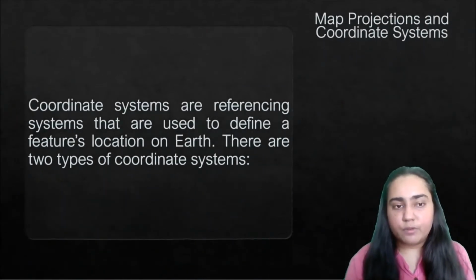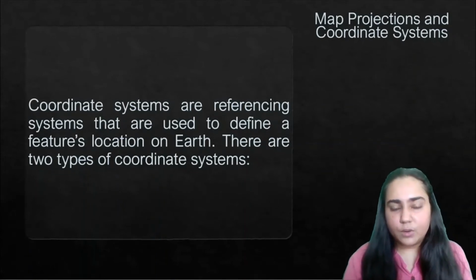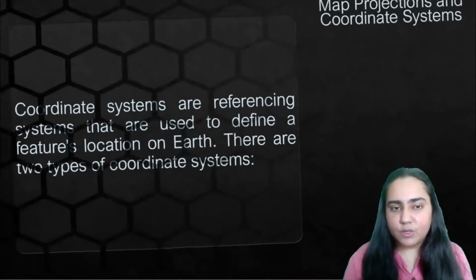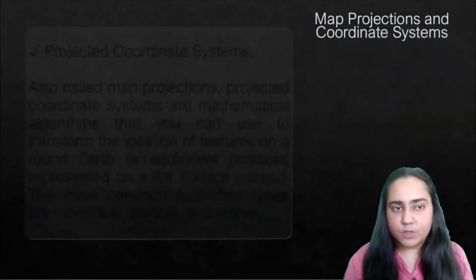Coordinate systems are referencing systems that are used to define a feature's location on Earth. Okay. Coordinate systems are referencing systems, which means, with latitude and longitude, you can refer to a feature's location on Earth. Okay. And there are two types of coordinate systems. We're going to see those now.